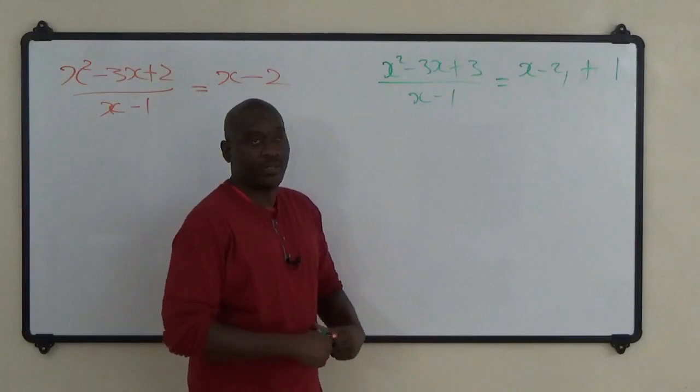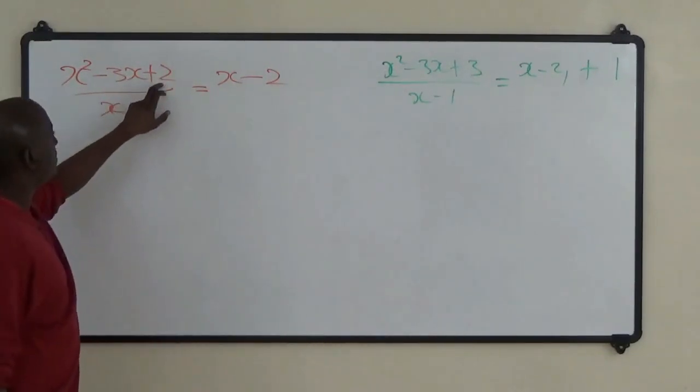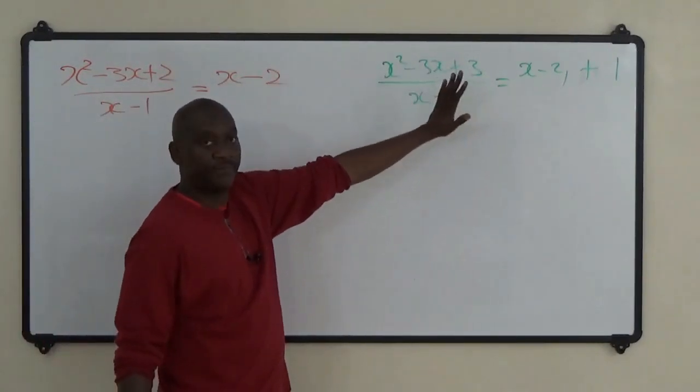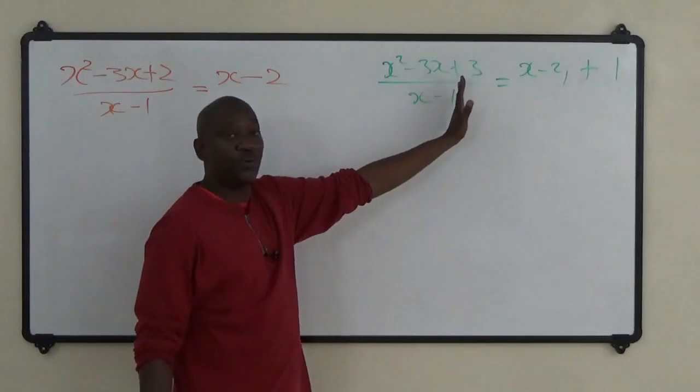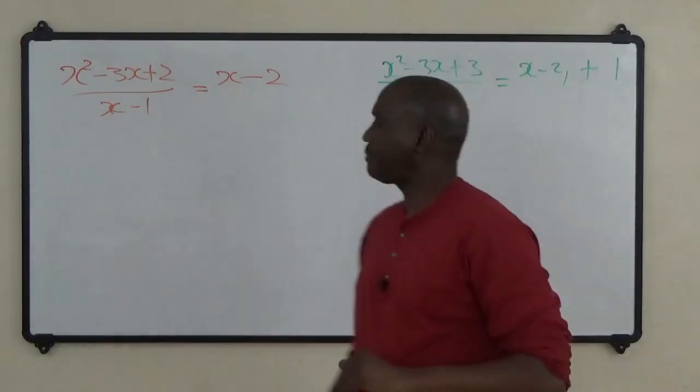How do I know the remainder is 1? Because all I did is add 1 to this 2 here. I took 1 and added it to this 2, and I get 3 here. So same quadratic, let's add 1 to it. So I know for sure that the remainder is actually 1.